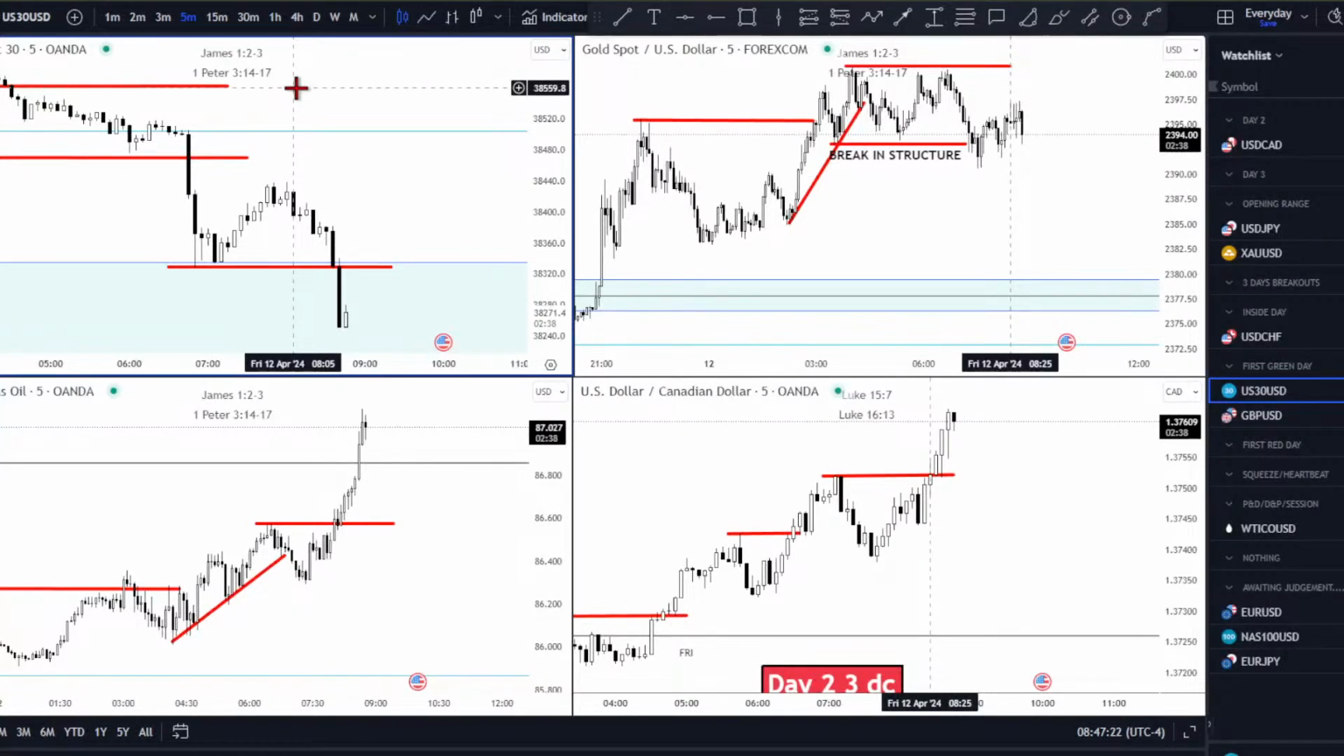And then do the same thing for first red day. Do the same thing for inside day. You get an inside day. What do the examples look like where that inside day turned into a range expansion? What kind of examples where that inside day turned into a reversal? What kind of daily templates were there that led to that trade actually playing out?